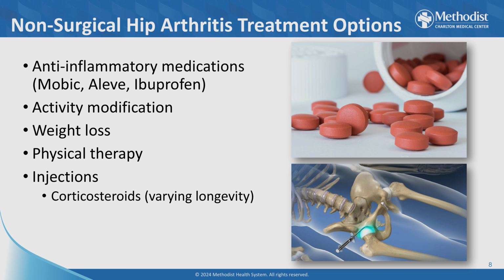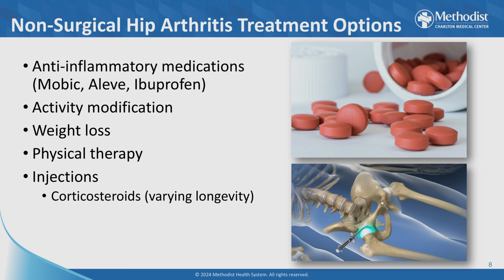So we try things like anti-inflammatory medications, and that's like meloxicam or Mobic, which is long-acting ibuprofen, Aleve, ibuprofen. Activity modification, so if you're a marathon runner, maybe that's not the best thing for you. Maybe swimming or bicycling would be better.